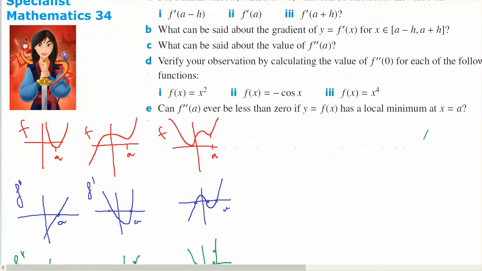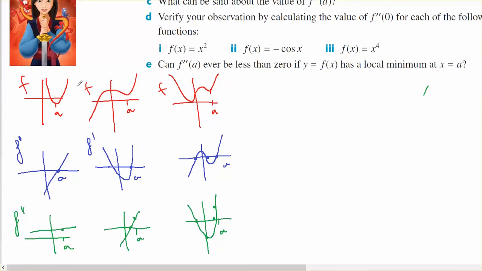So to help demonstrate this, I've drawn 3 separate examples. At a, there's a local minimum on this parabola. At a, there's a local minimum on this cubic, and at a, there's a local minimum on this quartic. The first derivative will be this straight line cutting the x-axis at a, a parabola cutting the x-axis at a, and this cubic cutting the x-axis at a.